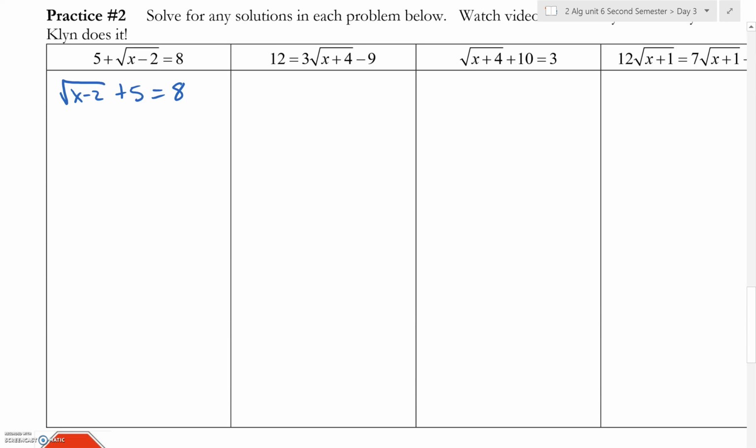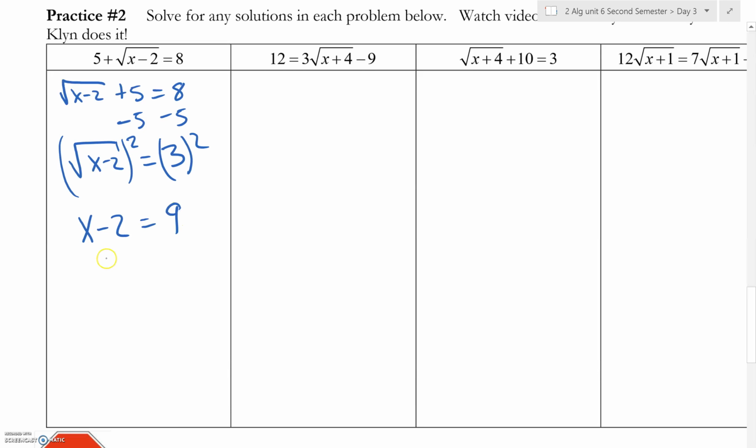Either way is fine. If we're going to solve this, we don't have a graph. We could sketch a graph. That would be a great way to solve it. And if you did that, good for you. But I prefer to solve this one by undoing personally. First, subtracting the 5. And then to undo a square root, we use a square because those are inverse operations. And so x minus 2 would be 9, making x equal to 11.